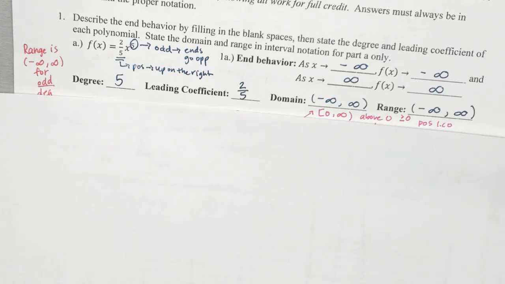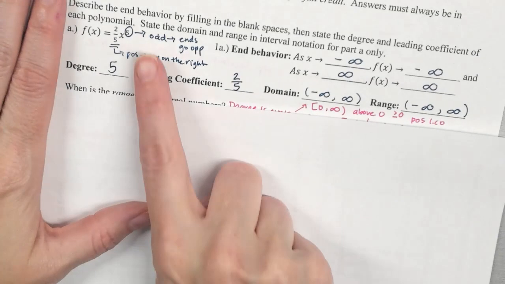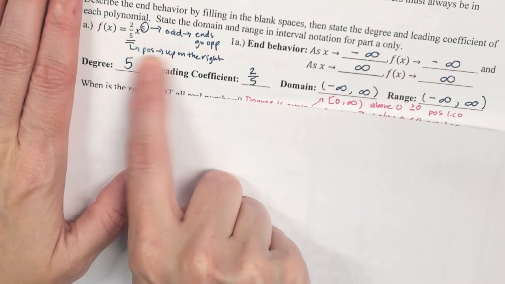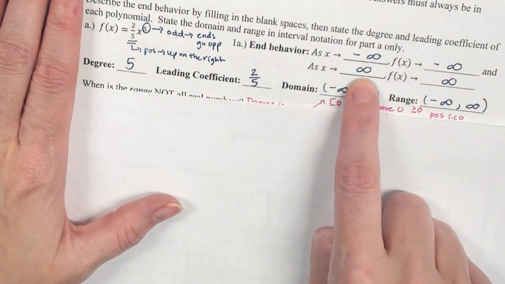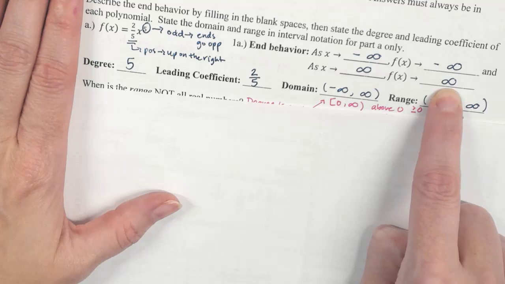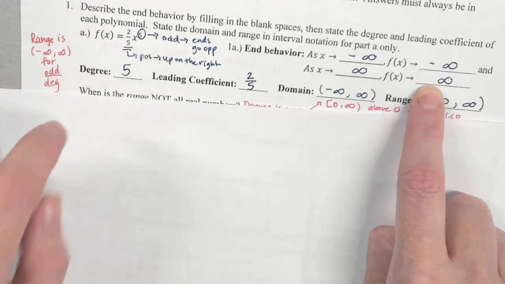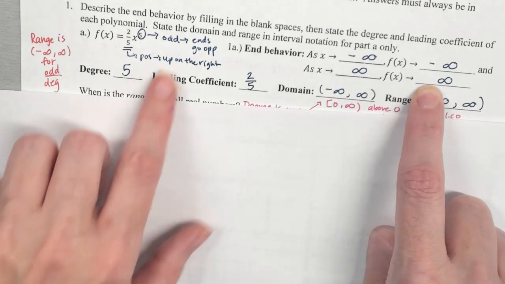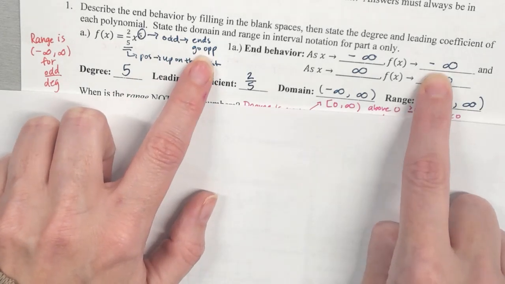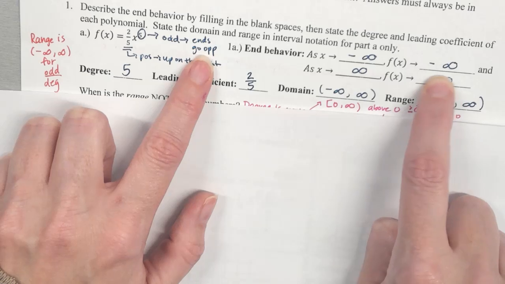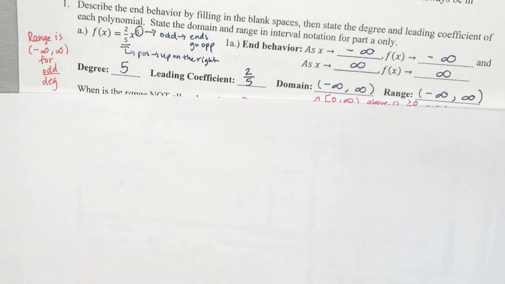So it's based on your leading coefficient and your degree. So if this is positive, then on the right side, it has to go up. So wherever x is positive, f of x has to be positive in this case. And then if it's odd, the ends are going in opposite directions. So whatever you put for this one, here you'll do the opposite.